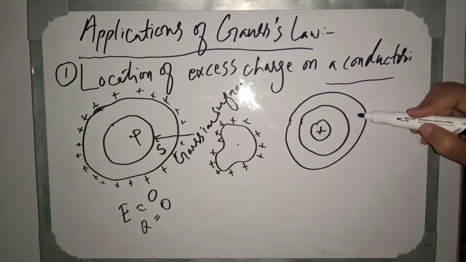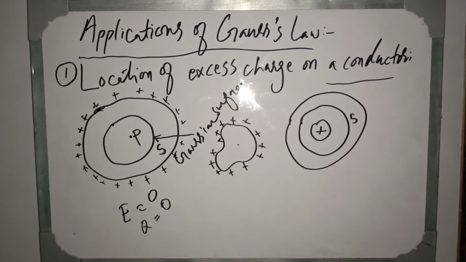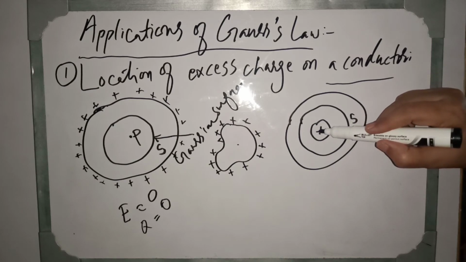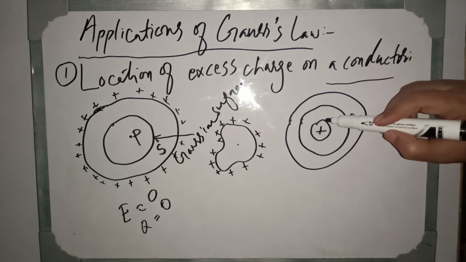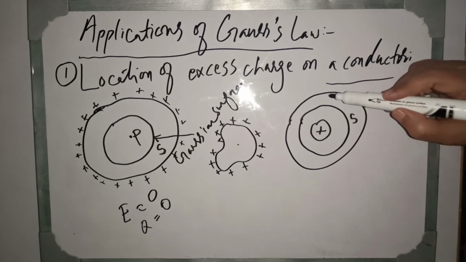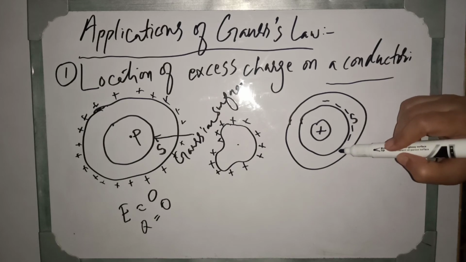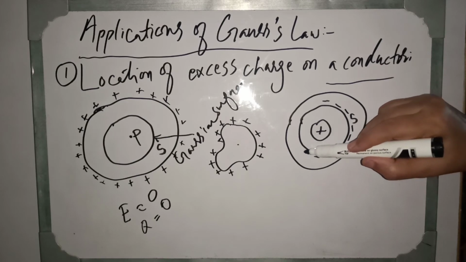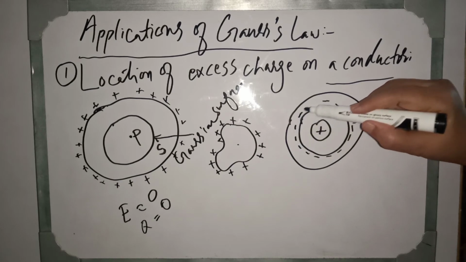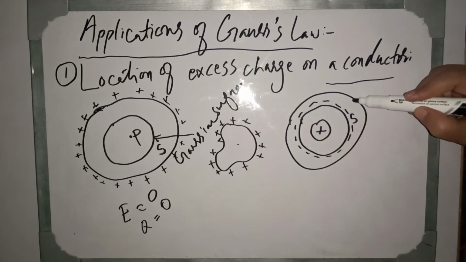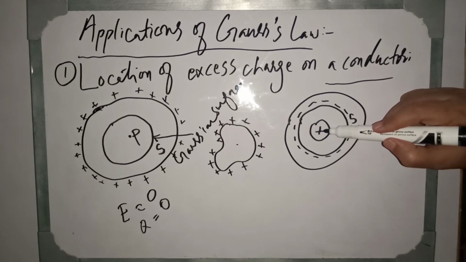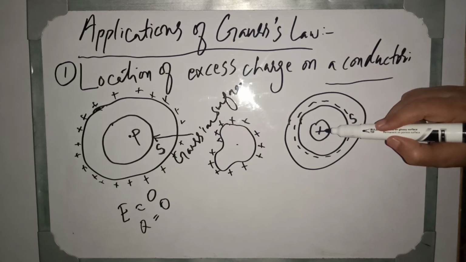This is again a Gaussian surface S, which I have drawn to make it separate from the outer surface. Now as this charge is positive, because of this positive charge, all the negative charges will reside on this surface, as no charge can reside inside the surface. Why are these negative? Because a positive charge is there inside the cavity.